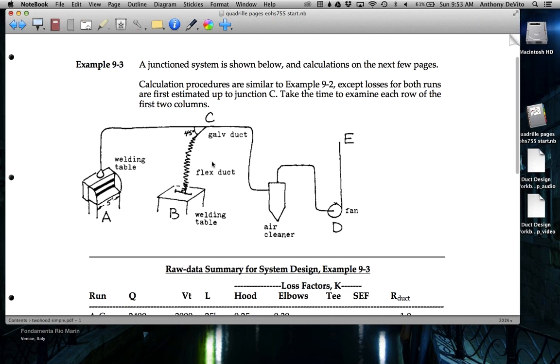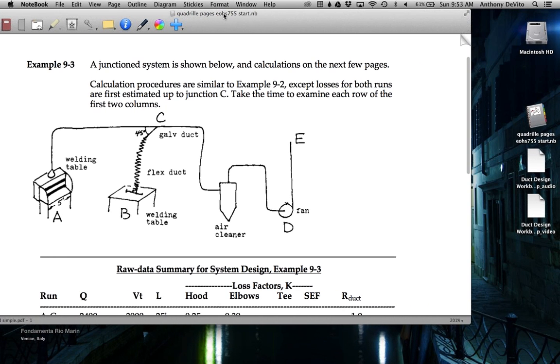Okay, now this system is a bit more complicated. The way that this system is working is that we have two hoods. We have a welding table with sides and so on, and we have a separate welding table, which has a flex duct connection to it. We have an air cleaner, as we will in most systems, and we have a fan. Now, in this case, we have a junction, a T. It happens that it's a 45-degree angle. That's going to be important to us, so this 45-degree angle at this junction is going to come up in a second.